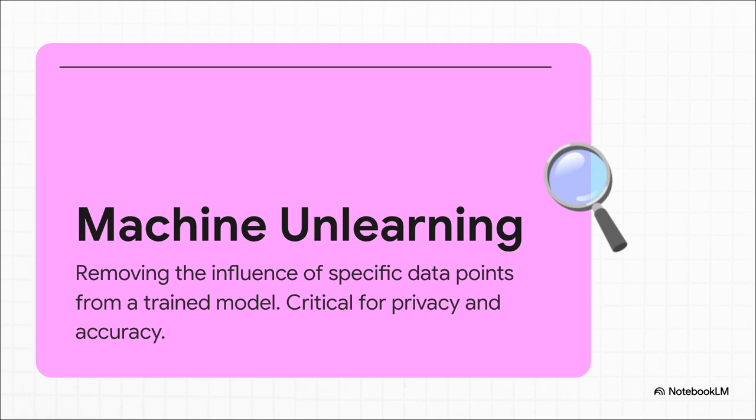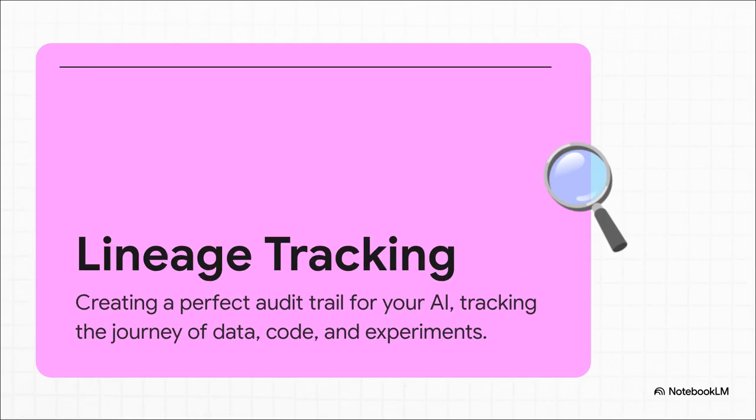It's absolutely critical. And then there's lineage tracking. Seriously, if your AI gives you a bizarre answer, how do you even begin to figure out why? Lineage tracking is all about creating a perfect audit trail for your AI. A complete paper trail for everything from the data and code to the experiments and the final model. That kind of traceability is the absolute bedrock of building AI you can actually trust.